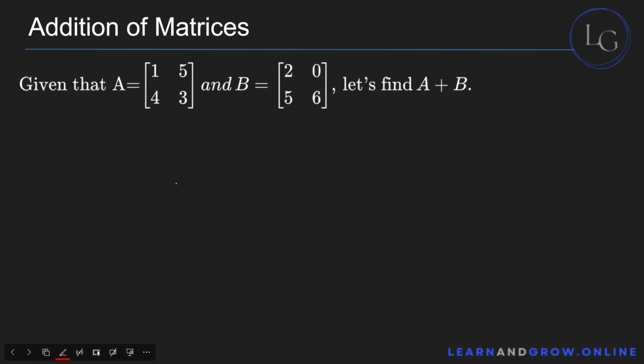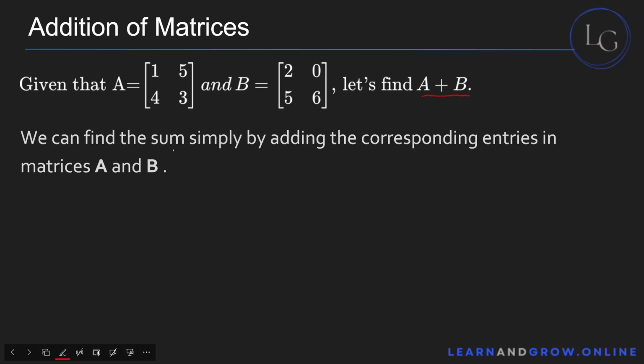Now see this example here. We have to add A and B. We have to find A plus B. Now first, we must make sure that they have the same order. A is of the order 2 by 2. B is also of the order 2 by 2. So indeed, they can be added up. Now, we have to find the sum by adding the corresponding entries.